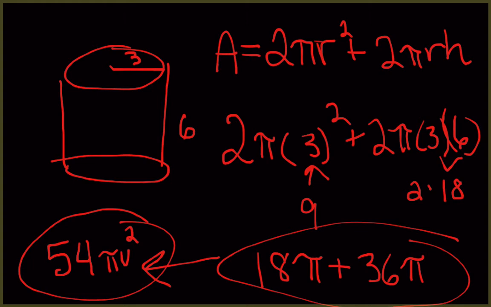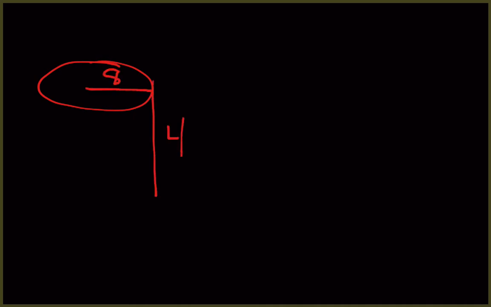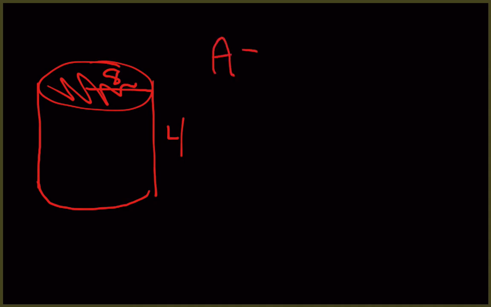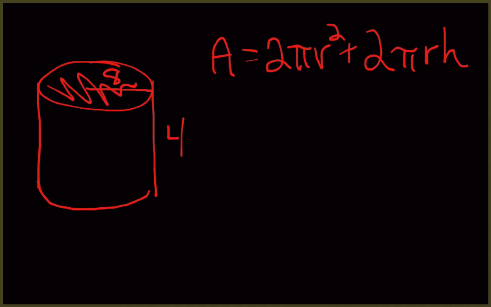Okay? So simple as that. We're going to try one more together. This time, though, I'm going to give you a cylinder with radius of 8 and a height of 4. However, this is an open can, which means I don't need to include the area of the top. I only need to include the surface area of the bottom. Remember, your normal formula is 2 pi r squared plus 2 pi r h. So think about how you would modify this formula for this situation. Then go ahead and solve the problem.